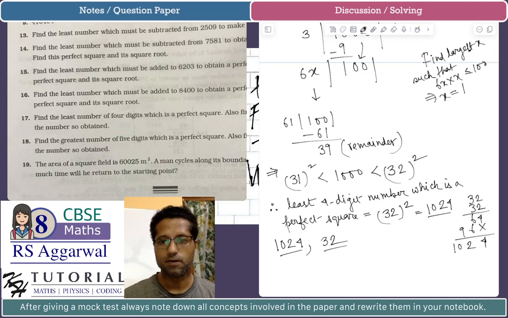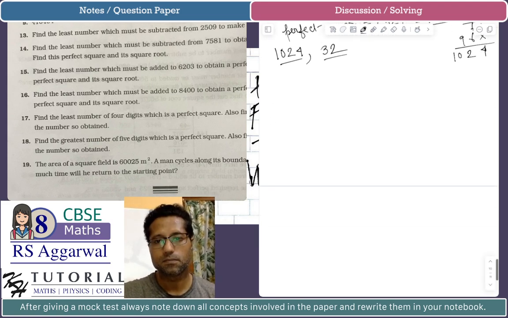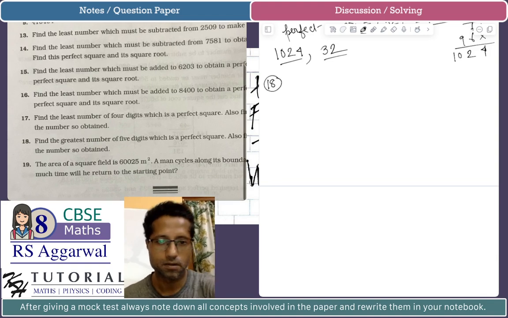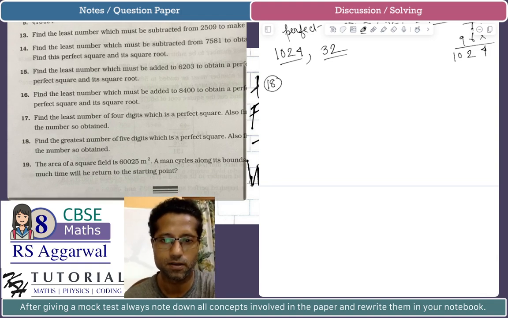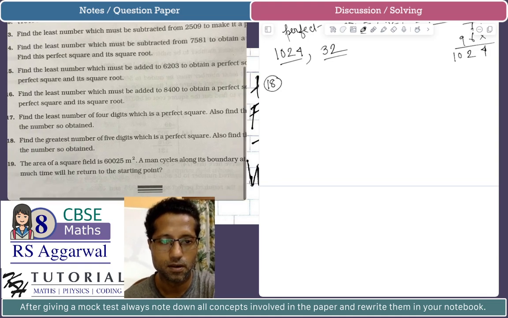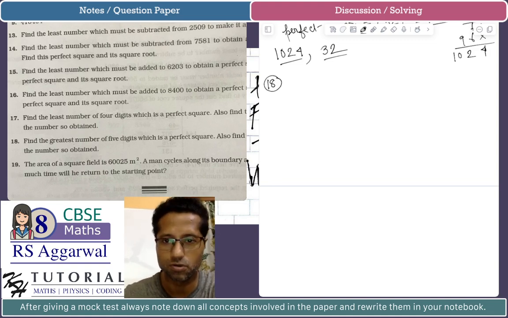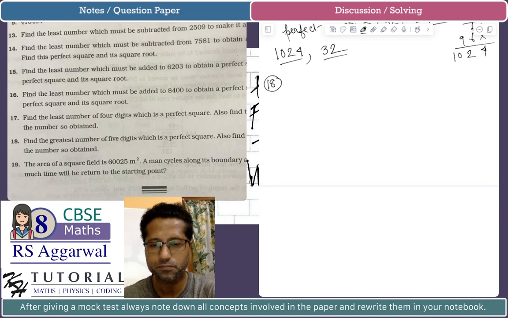Okay, let's do question number 18. Find the greatest number of 5 digits which is a perfect square. Also find the square root of the number so obtained. So this time it is asking what is the greatest 5 digit number which is a perfect square. So the concept is we will start from the greatest 5 digit number.